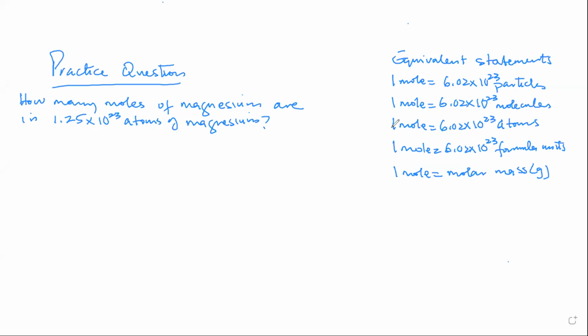Let's look at this practice question. How many moles of magnesium are in 1.25 times 10 to the 23 atoms of magnesium? Again, we underline what we know. We know the atoms. We don't know the moles. So we have to figure out the moles. So any direct relationship between atoms and moles? Yes. So it's a one-step problem.